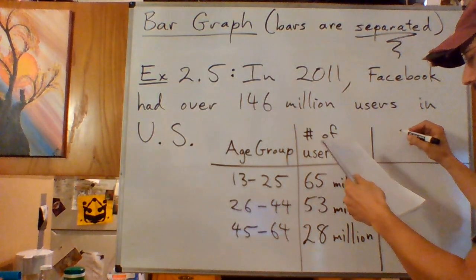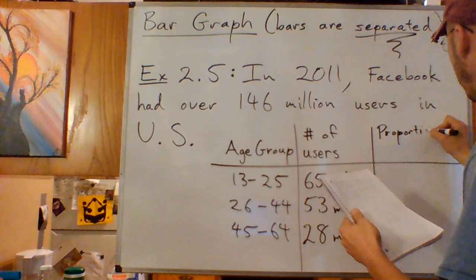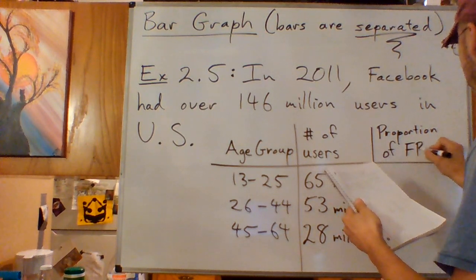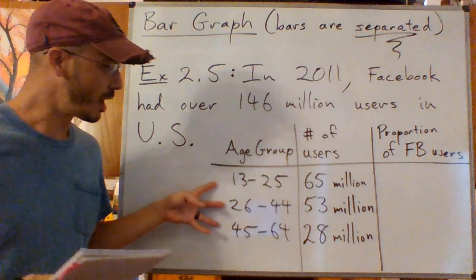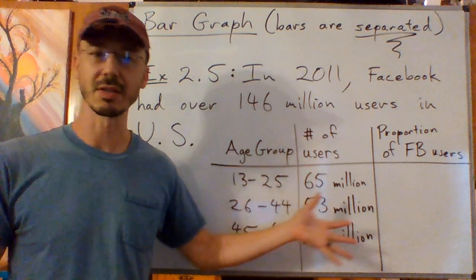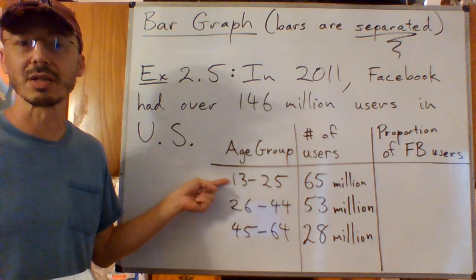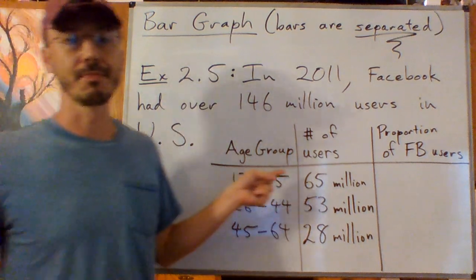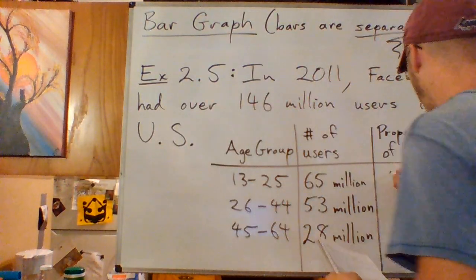The last thing I want to put is the proportion of Facebook users. And what I mean is, imagine this is everybody. These are all the Facebook users. What proportion are in this smallest age group, or the lowest age group? Think of it as the percentage, and in this case, that's 45%.